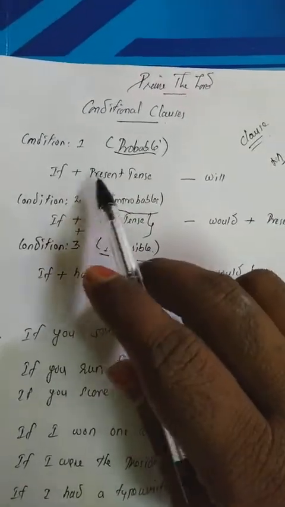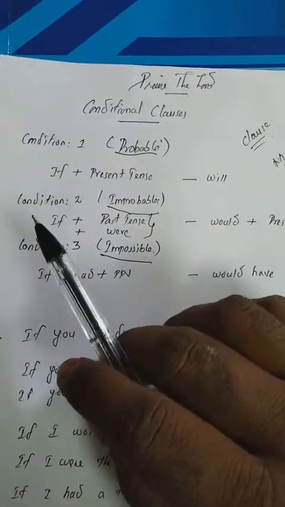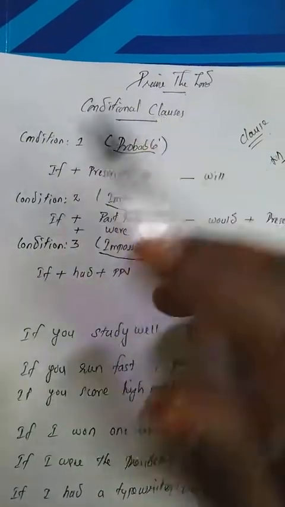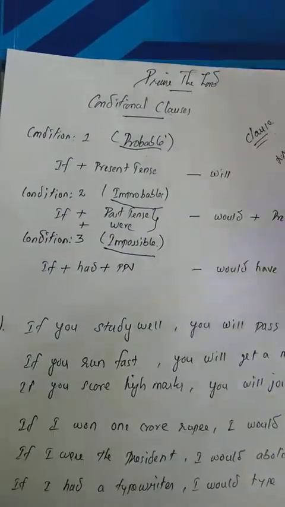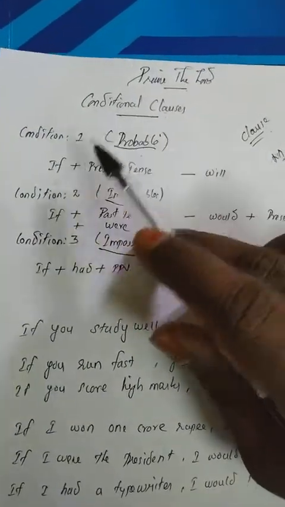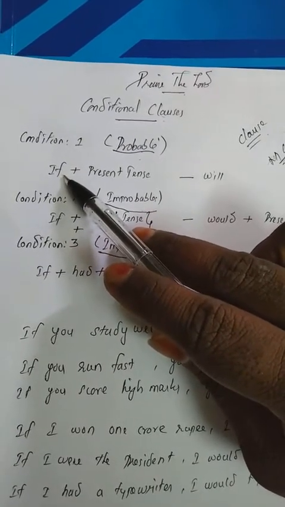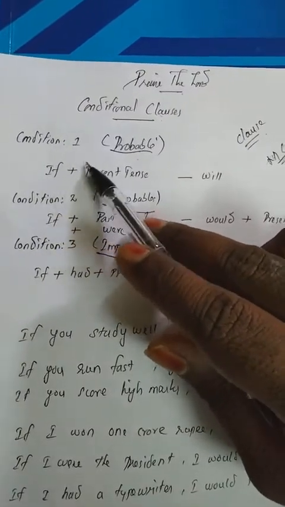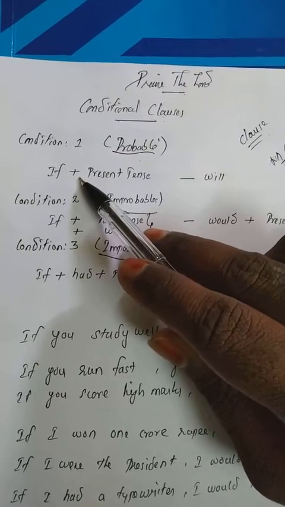If you see the first condition, that is the probable condition, what is the formula for this? The sentence will begin with a condition clause. It means, if you do it, this will happen. If you do not do this, definitely it will not happen. This we call a condition clause. The condition clause will basically begin with if. If means a condition. You have to do it; if you fail to do it, that is said to be a condition. So all condition clauses begin with the first word, that is if.